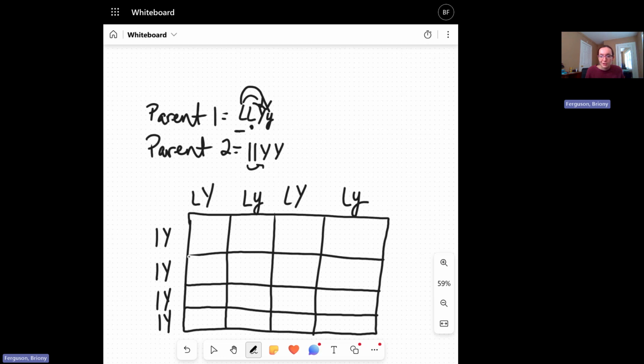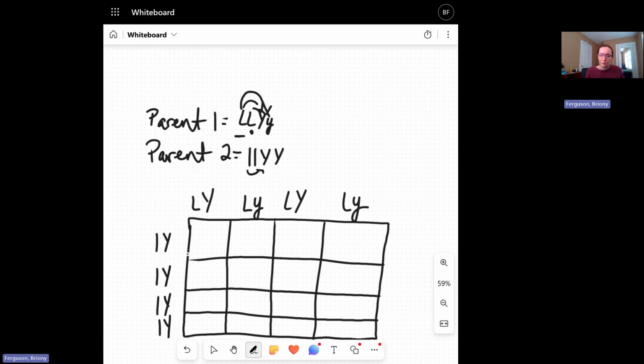Whenever you're filling your boxes out, it's going to be the exact same as a normal Punnett square. You want to start with this dominant gene. These are both capital Y's. Because all of this is the same, you know that all of this is also going to be the same. So just follow this down. They're all going to be heterozygous for height and homozygous dominant for color.